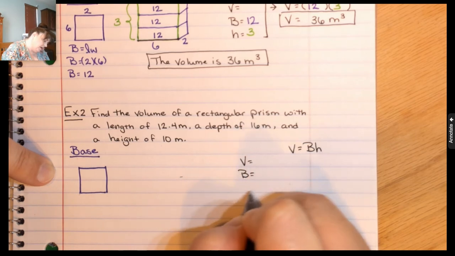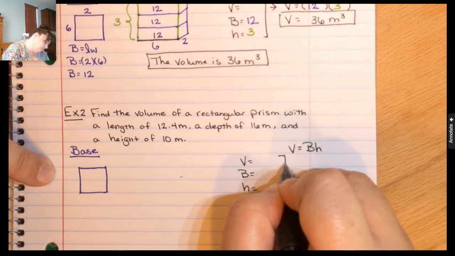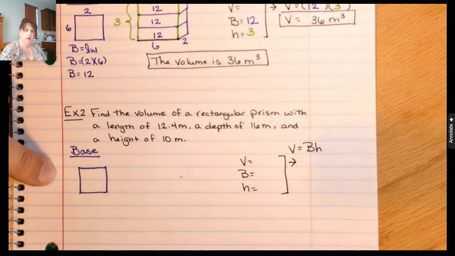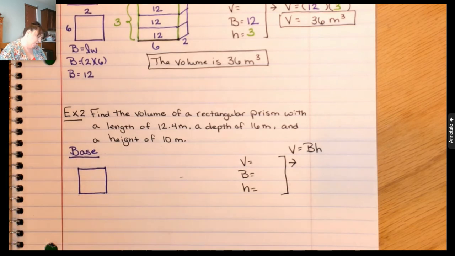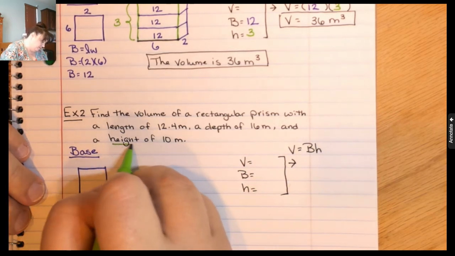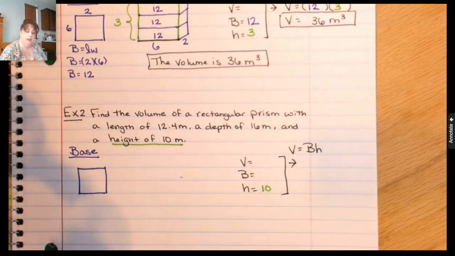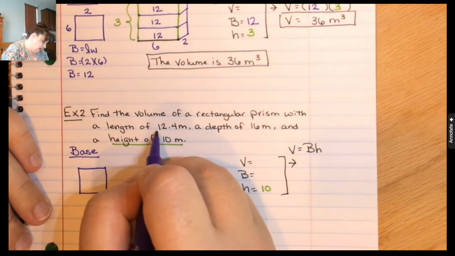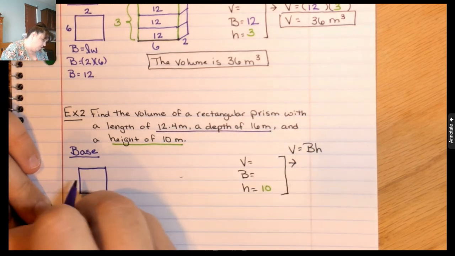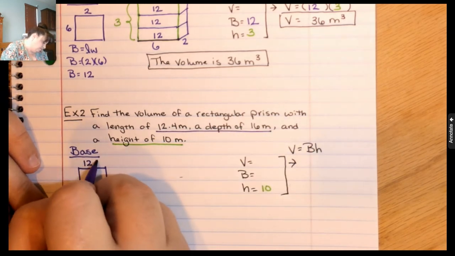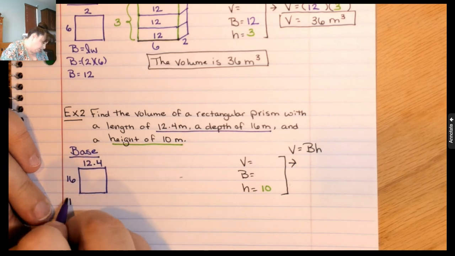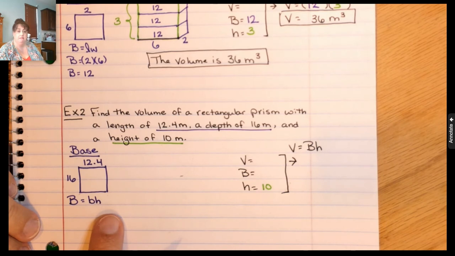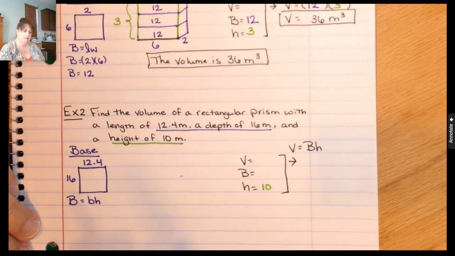So we're going to do over here, volume equals base times height. My variables, I'm going to identify so that I can fill that in later. So height was 10. I'm going to fill that in, then I don't have to worry about it anymore. Then I had 12.4 and 16. So the base area, you could do base times height, length times width, same thing.